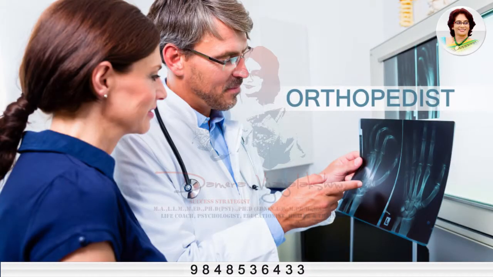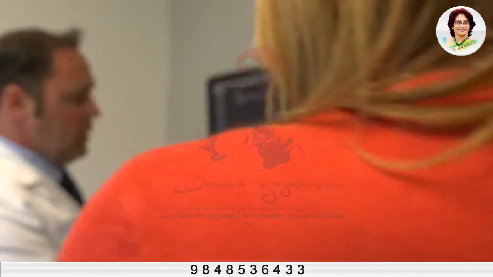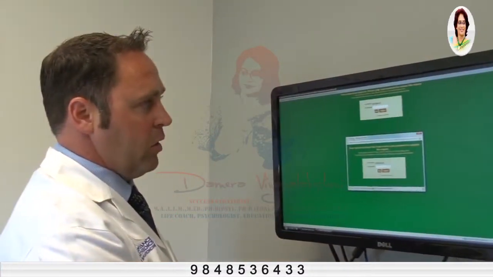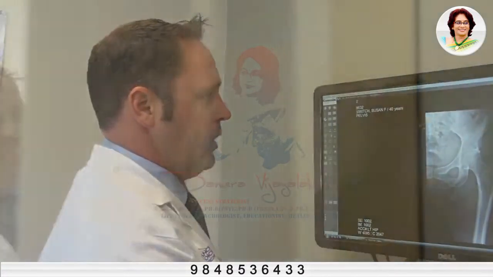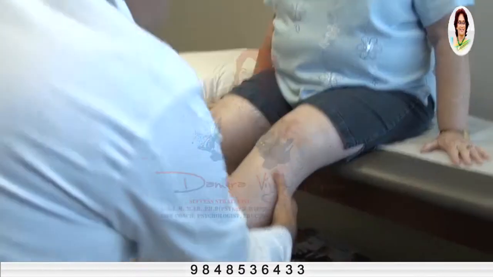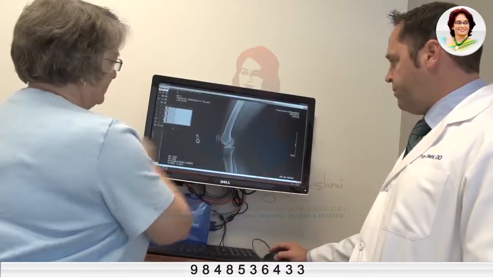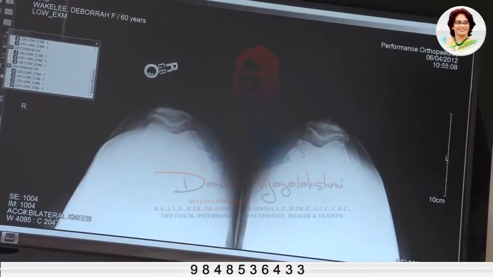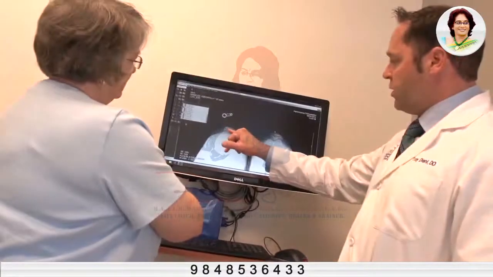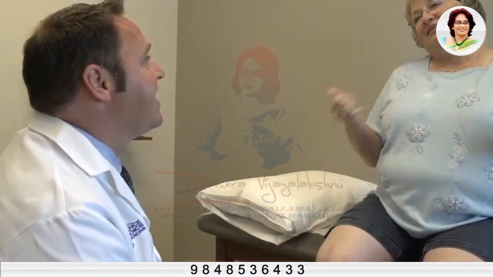The orthopedist deals with diseases connected to the skeletal system. Orthopedics is that branch of medicine that deals with the correction of deformities and prevention of disorders in joints, muscles, tendons, ligaments, cartilage, and all bones and bone tissue.